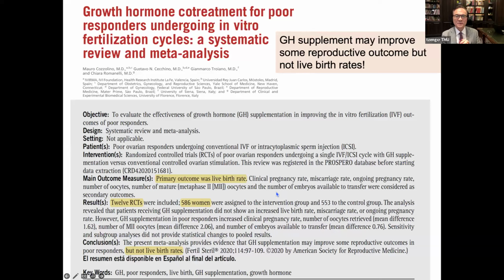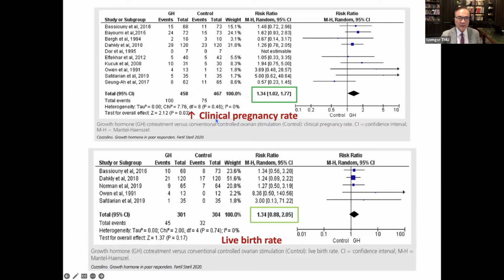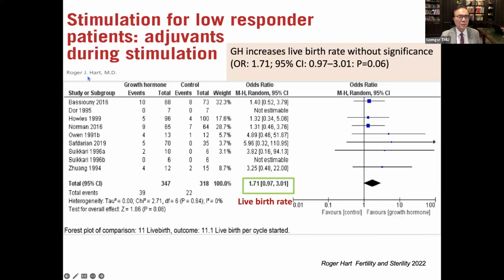But the most important is this supplementation of growth hormone may improve some reproductive outcome, but not the live birth rate. So there's one paper published in Fertility and Sterility. You can see here, clinical pregnancy rate, yes, you see odds ratio 1.3 does not cross 1, so in favor of growth hormone. However, when you look at the live birth rate, although odds ratio 1.3, it crosses 1, so maybe not so significant. And also Roger Hart also published the same data. Live birth rate also crosses 1, right? So not significant. So GH increased the live birth rate without significance, cannot claim, because it crosses 1.